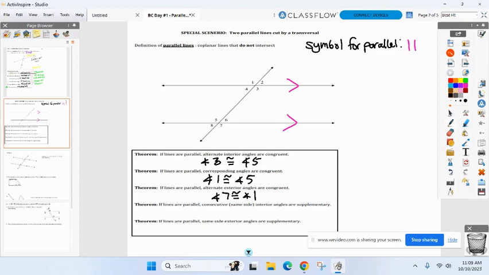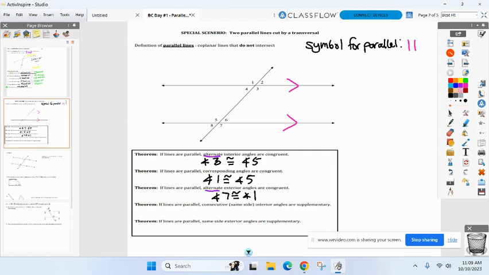And the way I always remember it, if you want a little secret, anytime I hear the word alternate, they're always congruent. And then you do have to remember corresponding. But anytime I hear the word alternate, they're congruent. Well, what about the other types we talked about? Those will be supplementary, including same side interior.